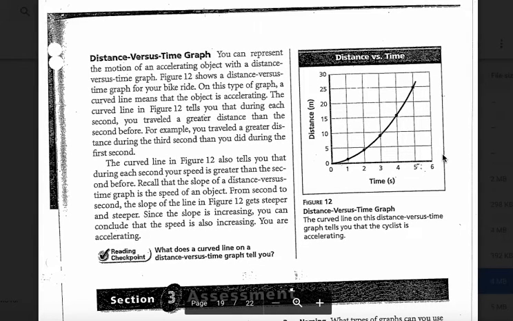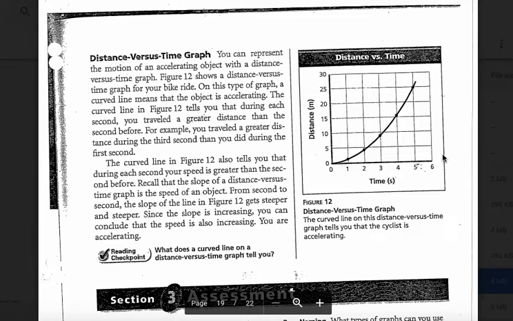Distance versus time graph. You can represent the motion of an accelerating object with a distance versus time graph. Figure 12 shows a distance versus time graph for your bike ride. On this type of graph, a curved line means that the object is accelerating. The curved line in Figure 12 tells you that during each second you traveled a greater distance than the second before. For example, you traveled a greater distance during the 3rd second than you did during the 1st second.